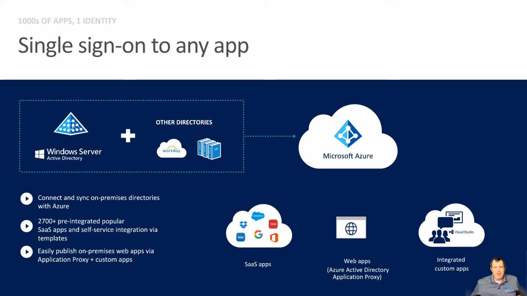So we have our software as a service apps. You can build your custom applications, literally just a few lines of code. You can even put them back to web apps. And this is kind of a scenario where you might have something that doesn't support AAD auth, but you can use Azure Active Directory application proxy as a front end to an app. And we'll talk about that here on the next slide.